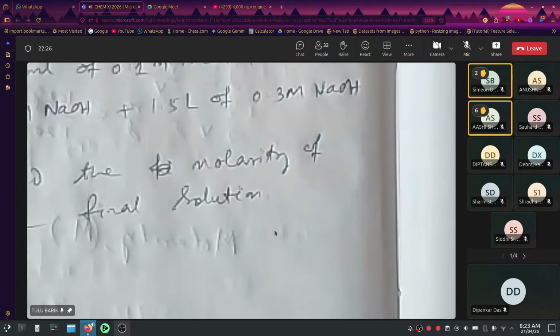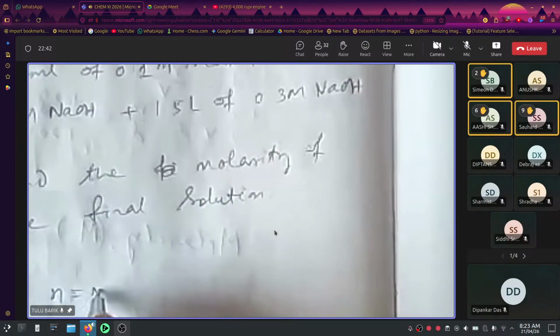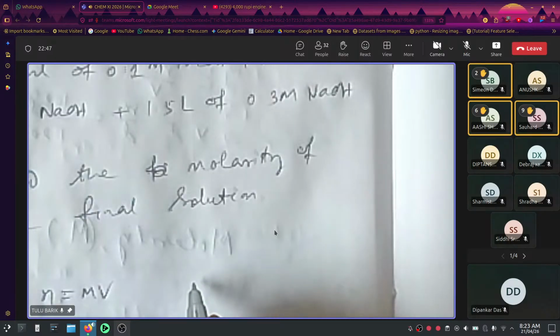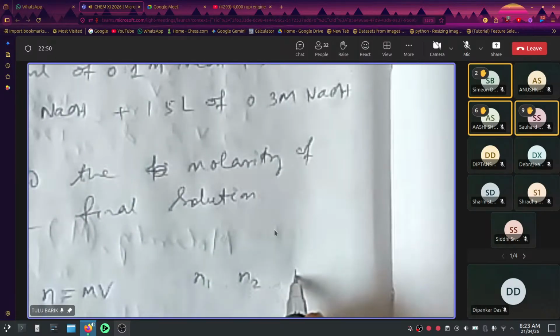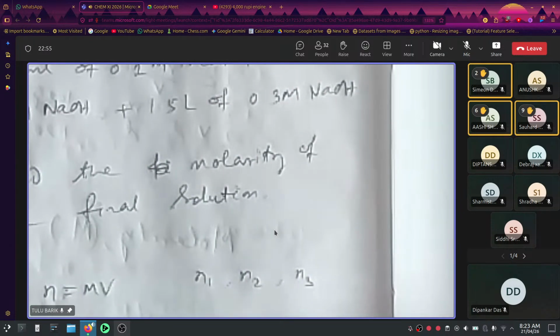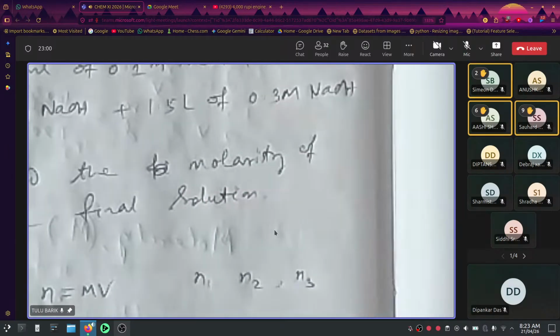Sir, done. Okay, let me give you a hint. In all the cases, you find out the number of moles. Number of moles is equal to molarity into volume. So you have three cases, and you will have three values of number of moles: n1, n2, n3. The final molarity is (n1 + n2 + n3) by (V1 + V2 + V3). So this is the hint. I hope all of you can solve this.